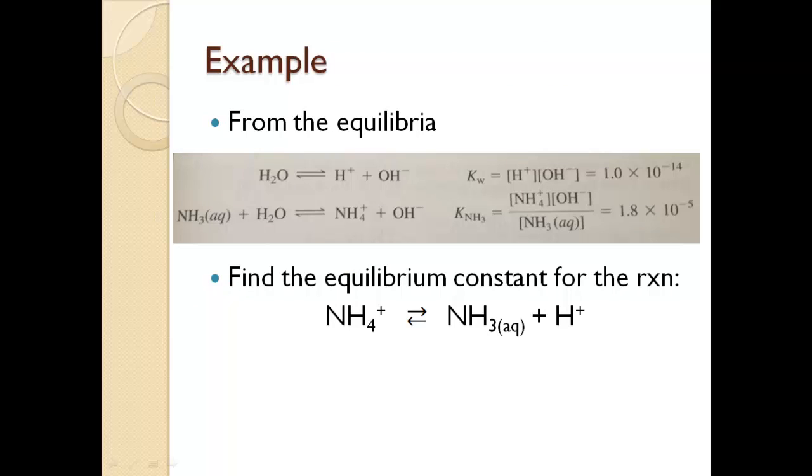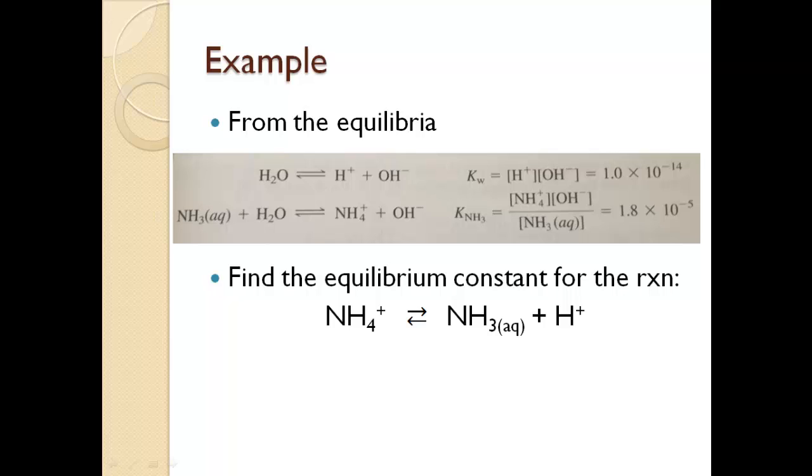From the equilibria, the first reaction is water, the second reaction is ammonia and water, and you see the equilibrium constant of water. Notice again that for the equilibrium constant of water, we don't include the pure liquid. We didn't understand that before in the other video, but now we do: because it's a pure liquid, it's unity, so we don't include it in the equilibrium equation. So you have the equilibrium constant of the first reaction and of the second reaction.